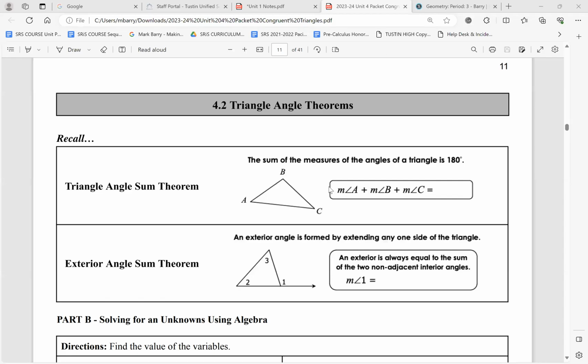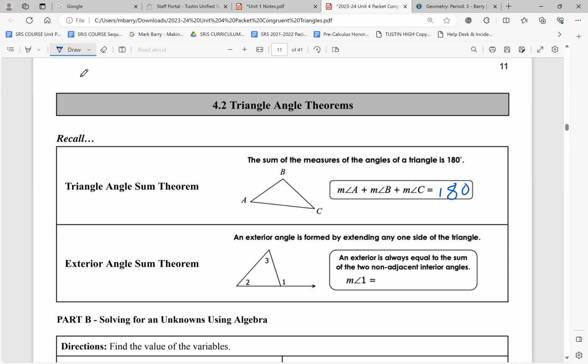All right, so now we're gonna use the same formulas we did in our last section, 4.2a, and now we're in 4.2b. We just need to remember that all of the angles in a triangle always add up to 180.